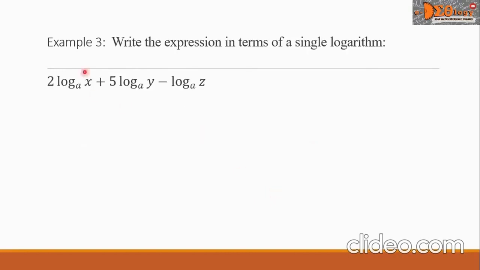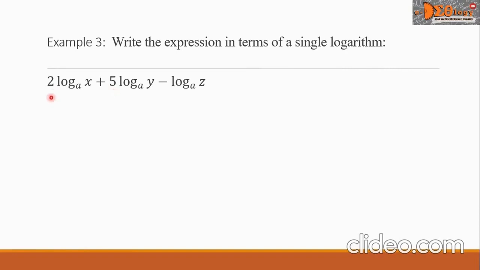Let us have example 3. Write the expression in terms of a single logarithm. So we have 2 log of x to base a plus 5 log of y to base a minus log of z to base a. We can observe here that the first two logarithms have a constant in front of them. Here is number 2 and the other is number 5.